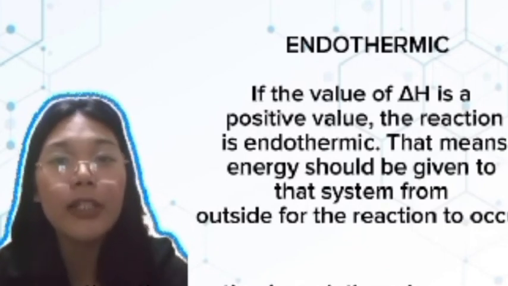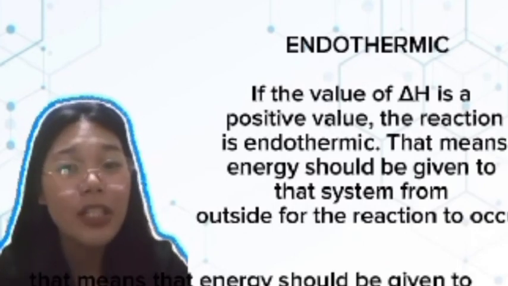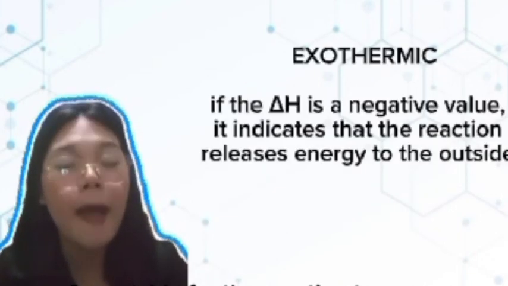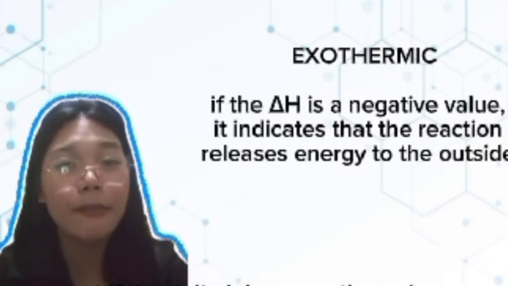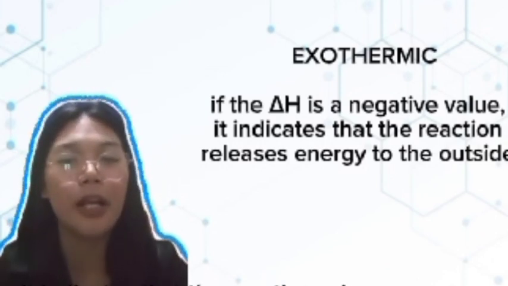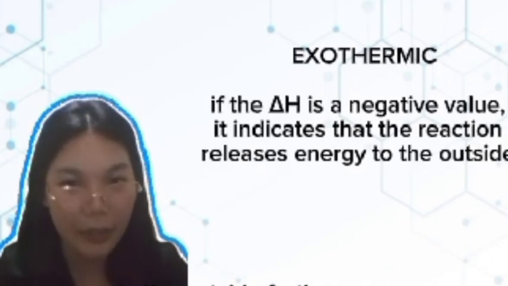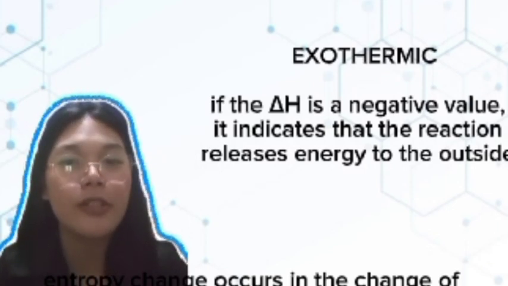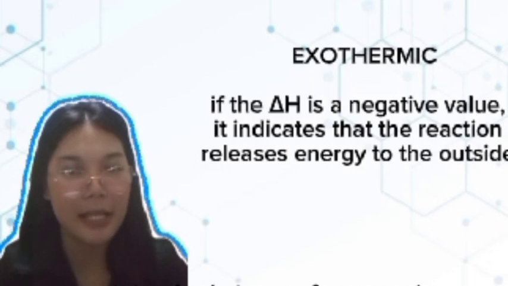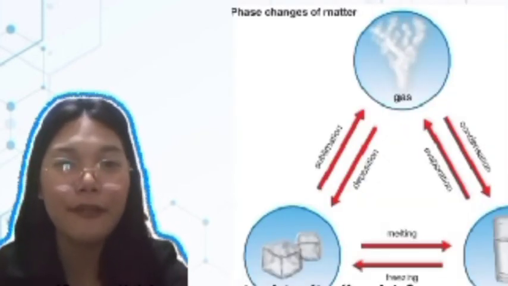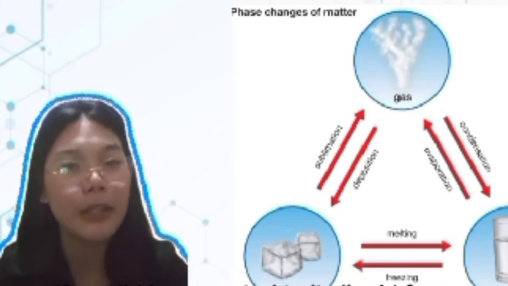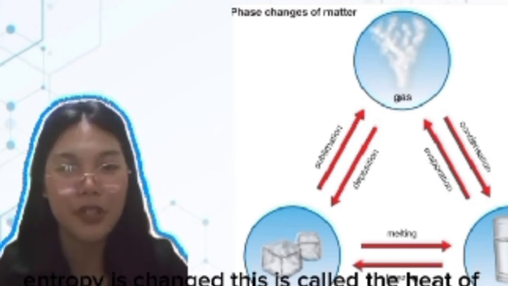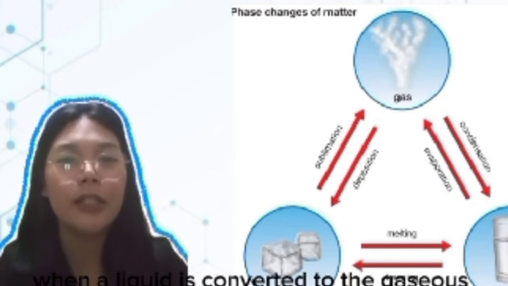Furthermore, enthalpy change occurs in the change of phase or state of substances. For example, if a solid is converted to its liquid form, enthalpy is changed. This is called the heat of fusion. When a liquid is converted to the gaseous form, the enthalpy change is called the heat of vaporization. And we have here an example of enthalpy. Example, boiling water. When water boils at atmospheric pressure, it absorbs heat without a temperature change. This energy increases the enthalpy as the water turns to steam.